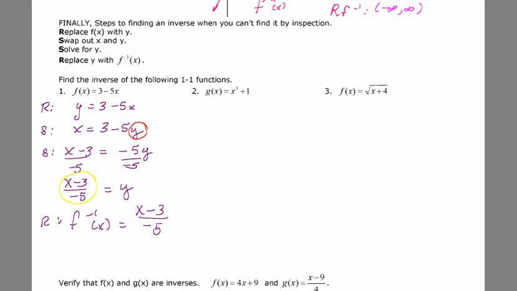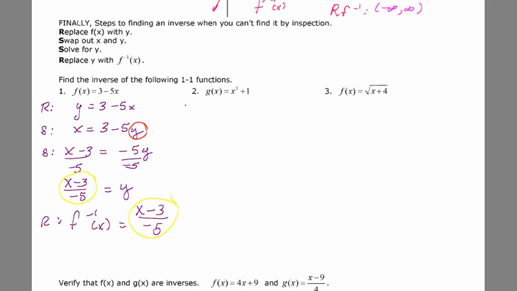So RSSR: replace the f of x with the letter y, swap out x's and y's, solve it for the variable y, and once you do that, bang, your inverse shows up. Just call it the inverse here at the end.